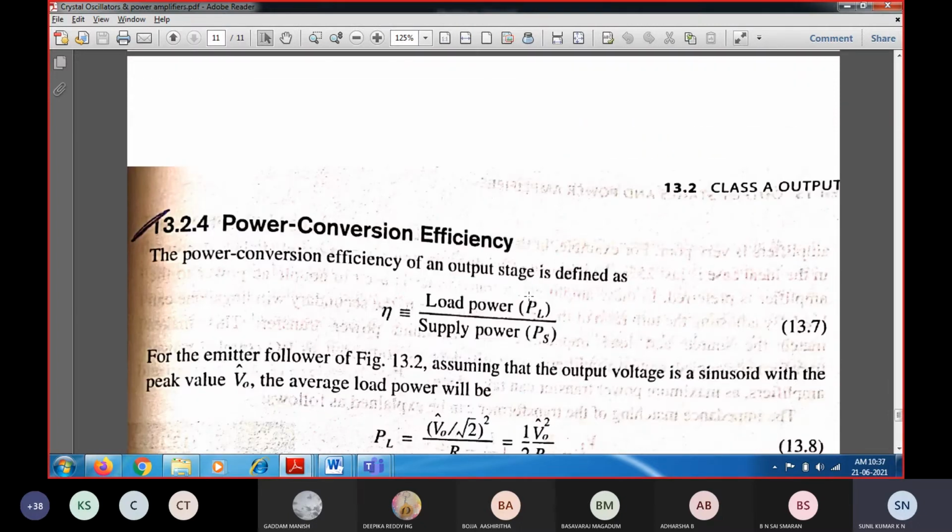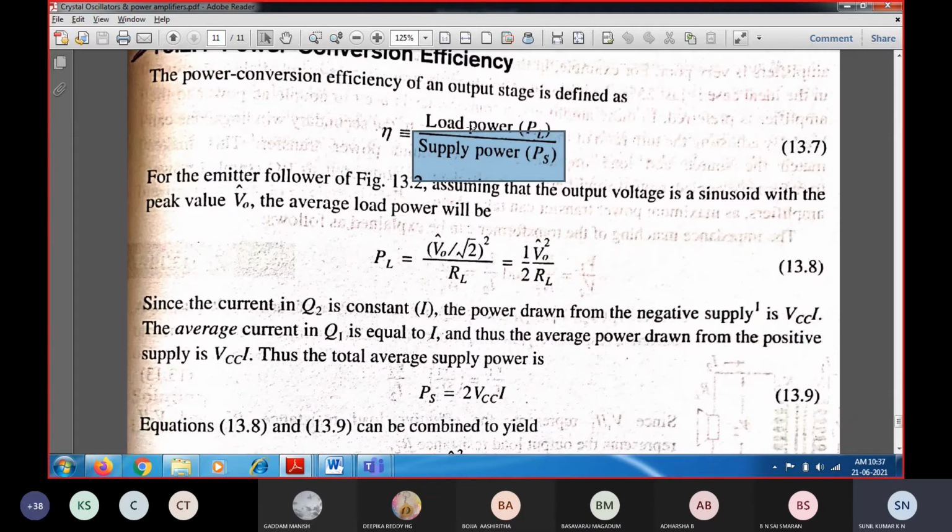So now coming to the power conversion efficiency. This is a very important factor. The power conversion efficiency is denoted as eta. It is how much power is delivered to the load over the supply power. So load power divided by the supply power gives the efficiency for a given circuit. So that is what we need to find out: what is the load power as well as the supply power.